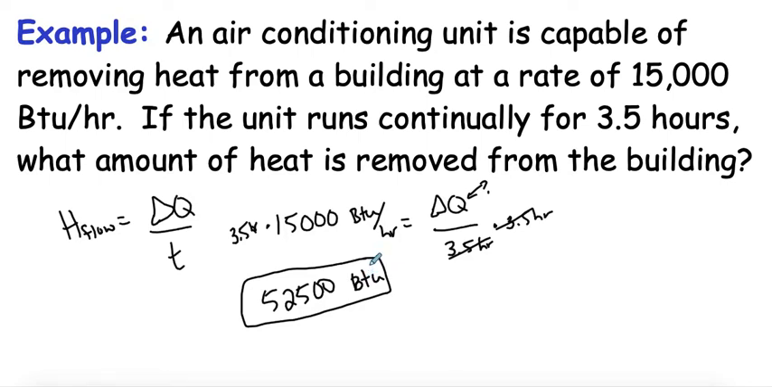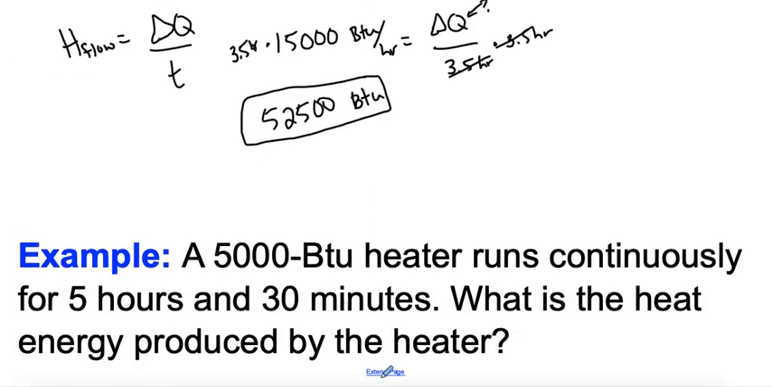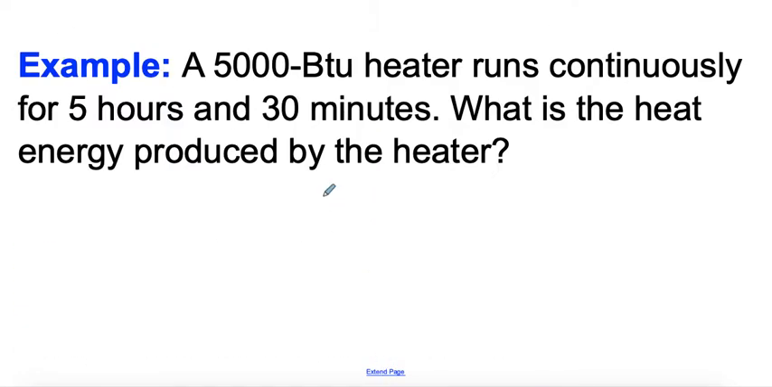All right, so let's try the heat flow with another one. A similar idea here. Instead, we're actually trying to find the heat energy or the heat flow produced by the heater. So we have a 5,000 BTU heater running continuously for 5 hours and 30 minutes. What heat energy is produced by the heater? So our equation, heat flow, is going to be equal to change in energy over time. This is what we're looking for again. That's how much energy is generated or lost in a system, or heat pumped out.